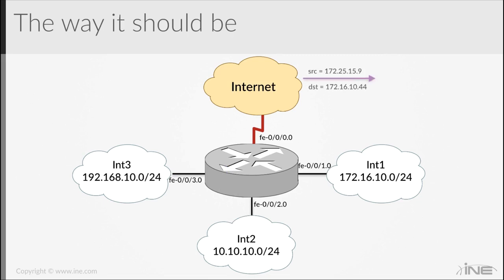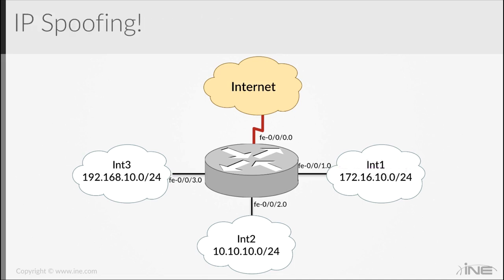All right. Now, this one is sourced from the internet. This is one of those instances where we're going to pretend that the source 172.25.15.9 is a public address, and it is destined to 172.16.10.44, which is on interface 1 on the router, an internal interface. We send a packet, and it goes through properly. It has the right source coming from the internet, and the right destination. That's just the way typical routing would work without spoofing.